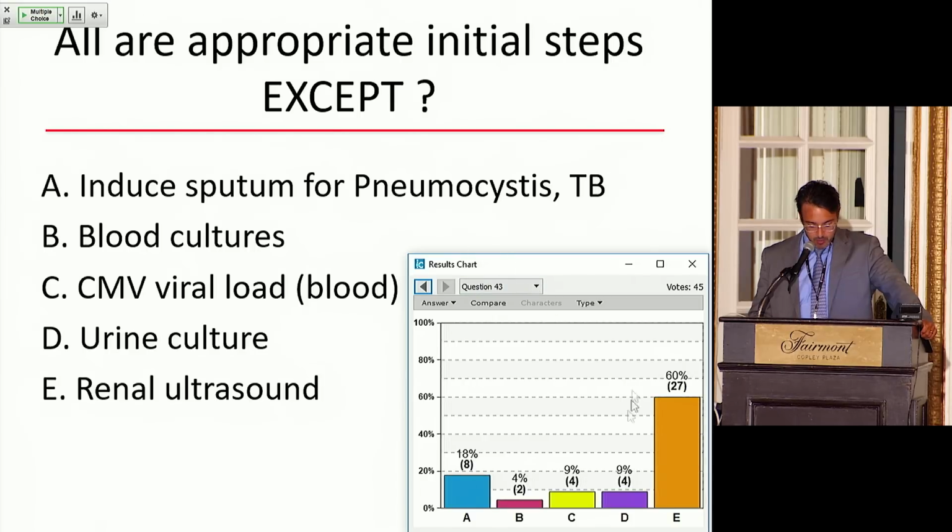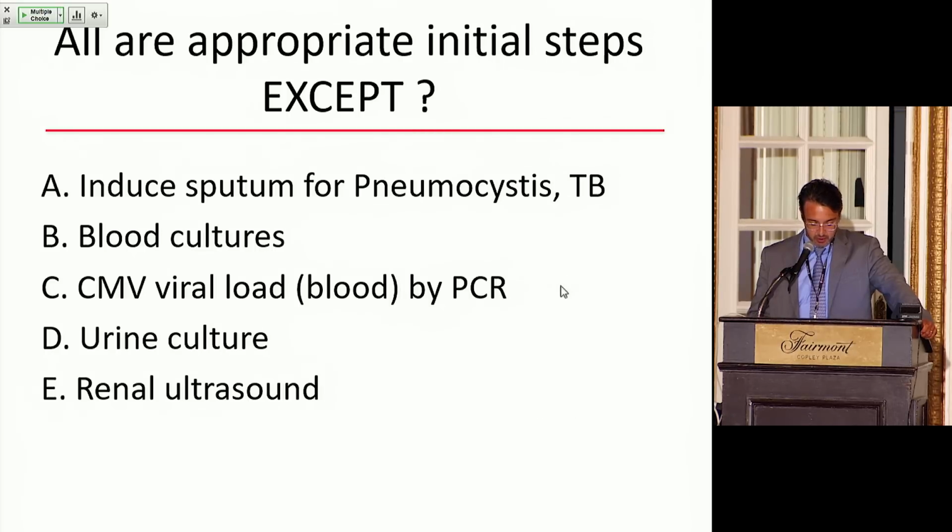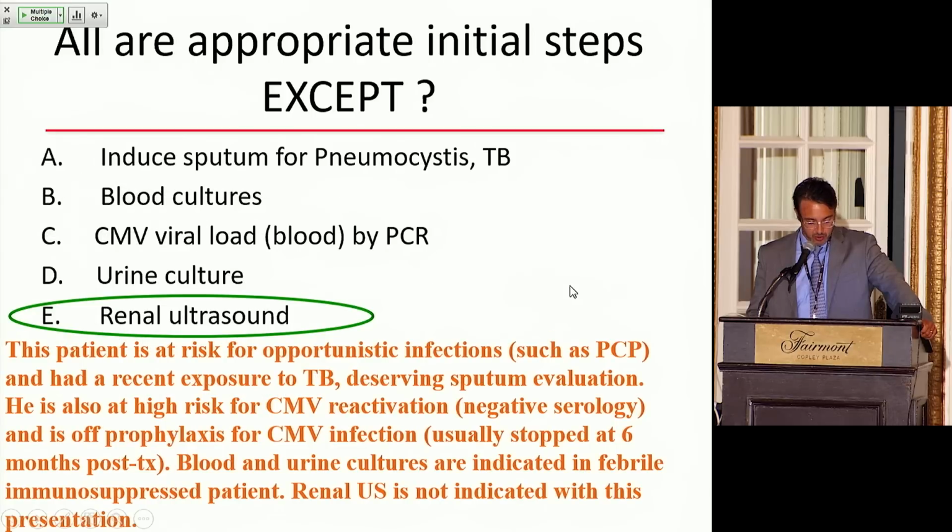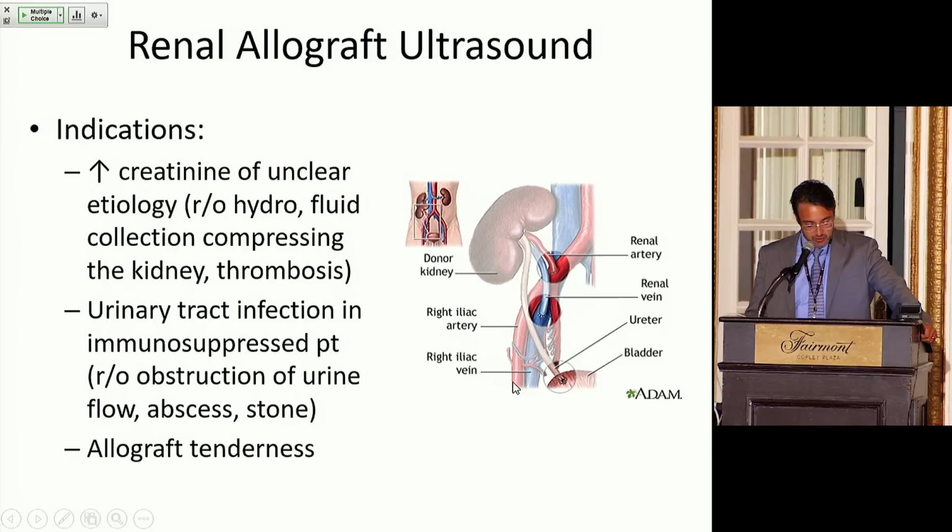All right. Most of you, 60%, got the right answer. So I think the ultrasound is the only test that you should probably not get early, because he doesn't have any kidney dysfunction and you're thinking more about the infection side. So you want to start with the urine culture, CMV viral load, blood cultures, and sputum. We're particularly concerned about being donor positive, recipient negative as being one of the major issues.